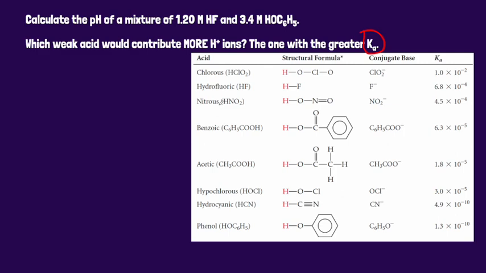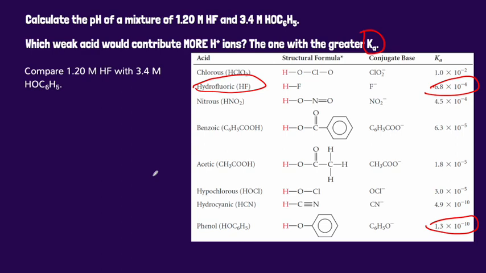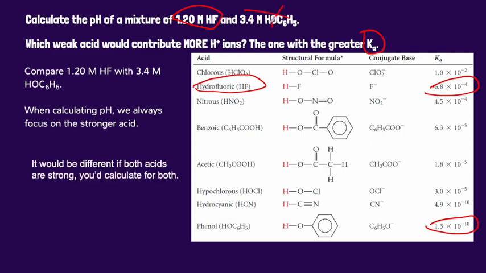So whoever has a greater Ka, we're comparing this guy, hydrofluoric acid, and this guy. Both of these numbers are extremely small, but we can clearly see that HF is still slightly stronger than phenol. So we're only going to calculate the pH for our slightly stronger acid and not for the weaker one. It would be different, obviously, if both of your acids are strong, then both of them would be heavily contributing to the pH, and you would make the ICE table and all of that for both.